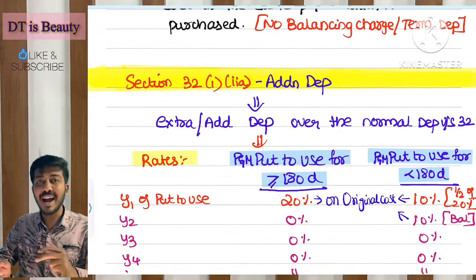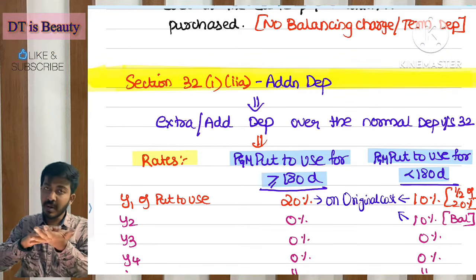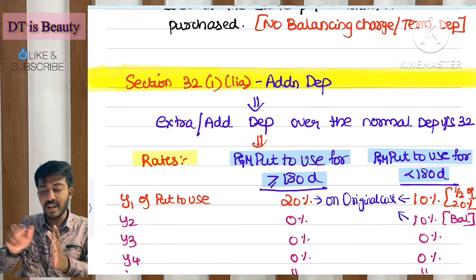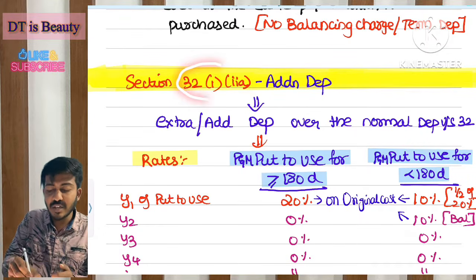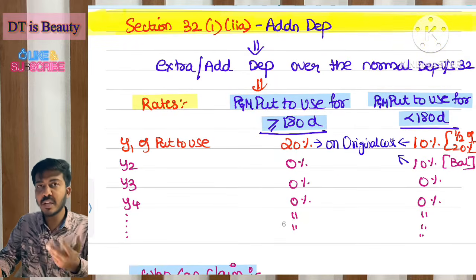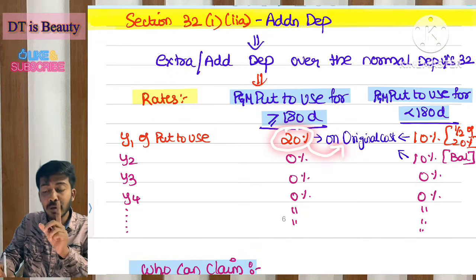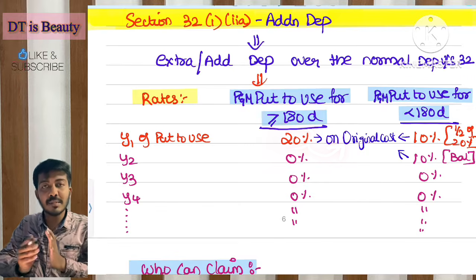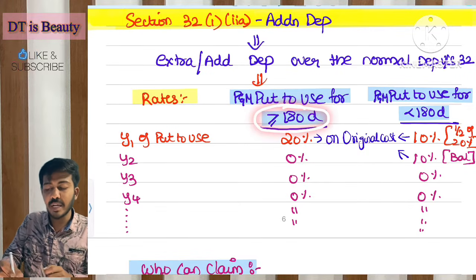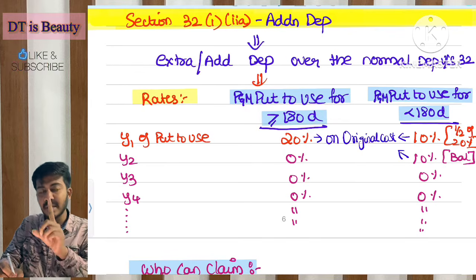Next topic is additional depreciation. You're getting normal depreciation. In addition to this, extra depreciation will be given as per the additional depreciation under section 32(1)(iia). What is it, sir? How much can you claim, sir? A flat 20%, not on WDV but on the original cost straight away. However, you should put the asset to use for greater than or equal to 180 days. You can claim 20% on each plant and machinery one time.